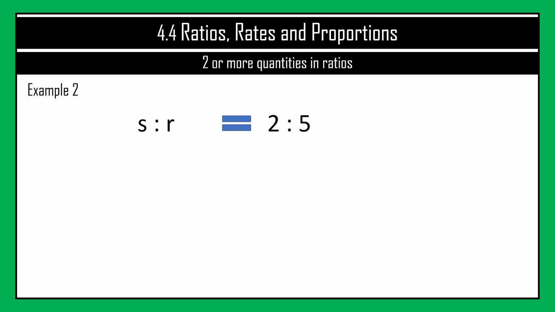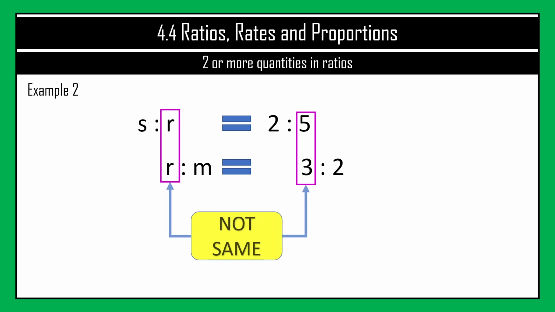Now, the next one should be reference book to magazine. As what I did previously in example 1, I'm going to line them up. So I'm going to line R with R, and then the ratio values together as well. Now, why do I do this? It is to see if our values are the same. You notice that the values for R in these two pieces of information are not the same. If it's not the same value, we need to do something about it in order to have the same value.